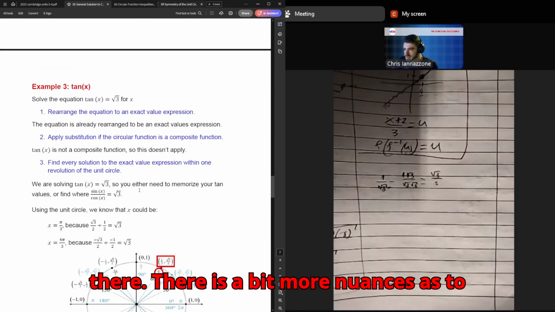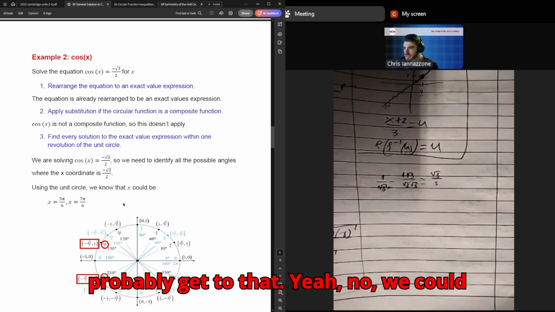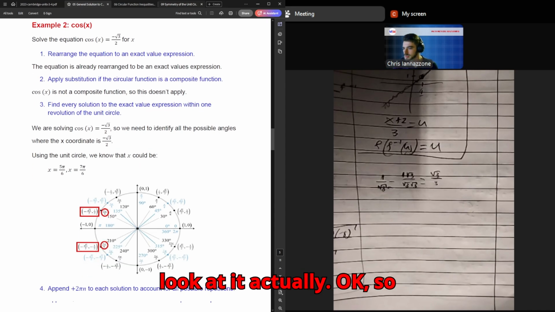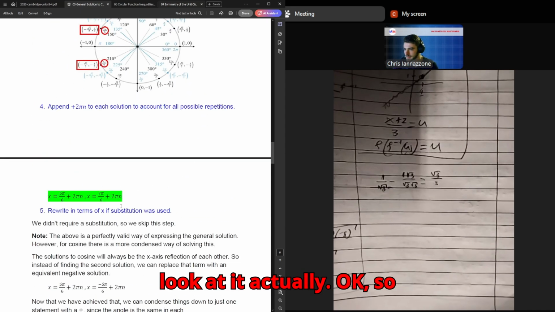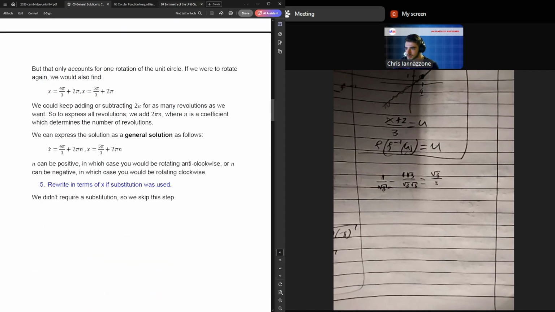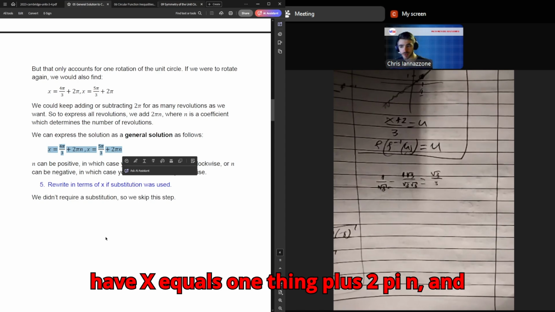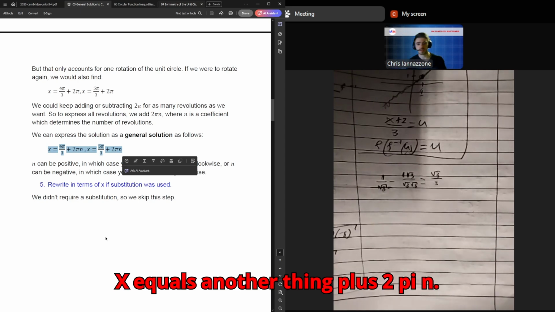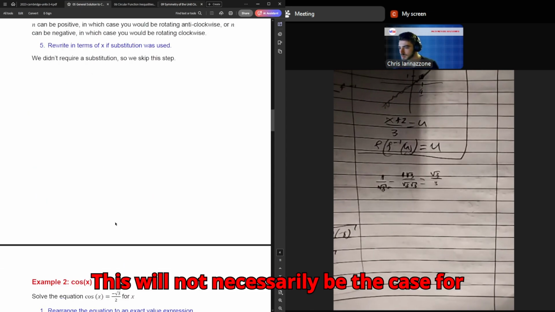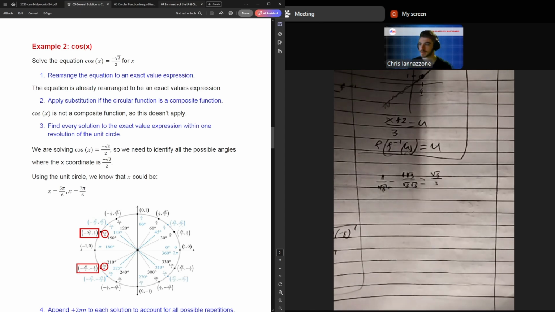There are a bit more nuances as to how you can solve cos and tan. We'll probably get to that. Yeah, no, we could look at it actually. Okay, so for sine, you're always going to have basically a split answer. You're going to have x equals one thing plus 2 pi n, and x equals another thing plus 2 pi n. This will not necessarily be the case for cos and tan, depending on how far you simplify your solution.